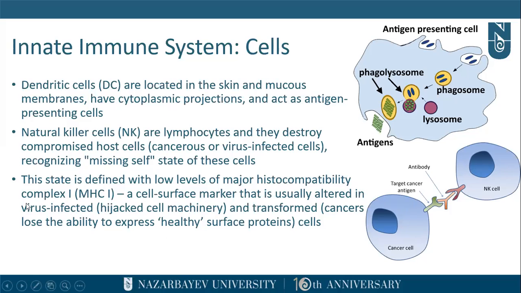However, this MHC, major histocompatibility complex, is a bit altered, modified in infected cells, that is, cells infected with microorganisms or virus, or in abnormally dividing cells. Since it's a bit modified, something goes awry on this MHC class 1, then these NK cells will target them and destroy them. Okay, so you see how clever this immune system is.